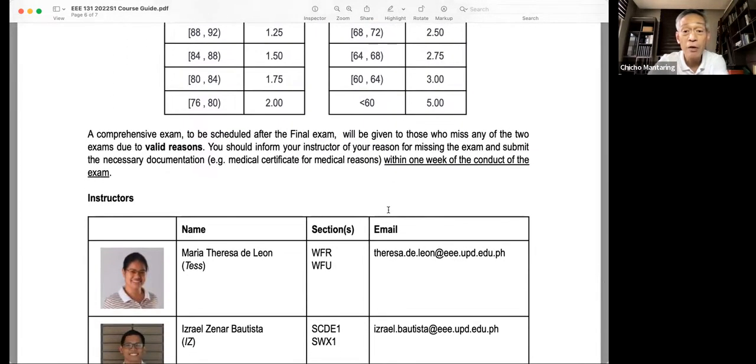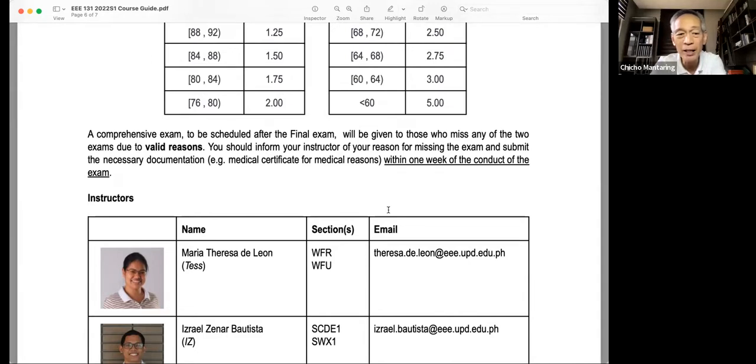Okay. Now, if for some reason, and it has to be a very valid reason, you will miss either the midterm or the finals, we will schedule a comprehensive exam. This is after the final exam. And you can use this to make up for your missed exam. But again, it has to be a very valid reason. For example, medical reason, no?